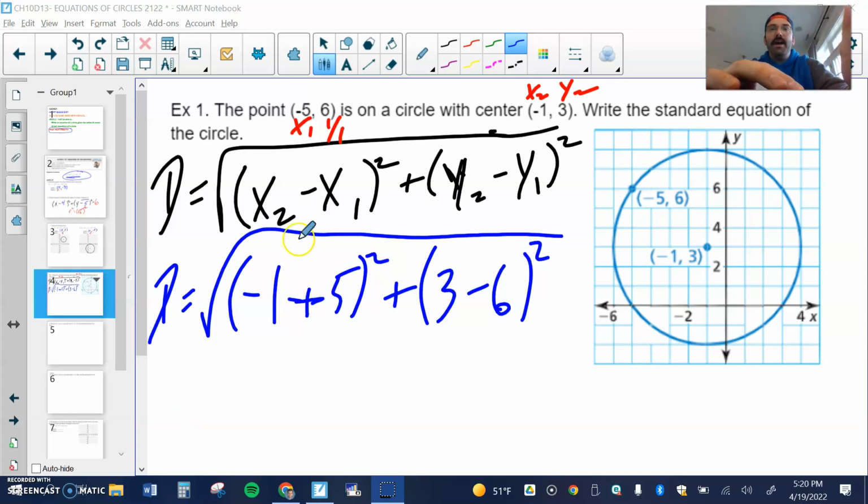So I had x2, which was -1, minus x1, so minus -5, which made it plus 5, and then y2, which is 3, minus y1, which is 6.